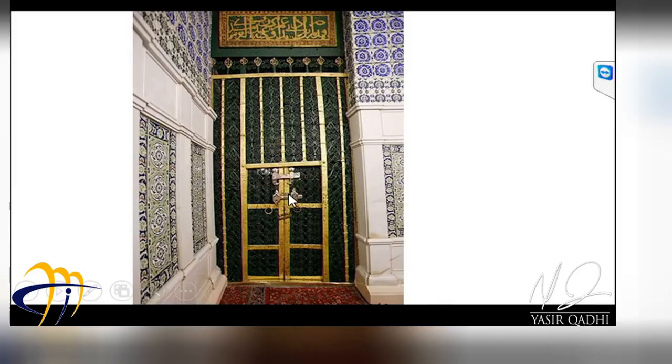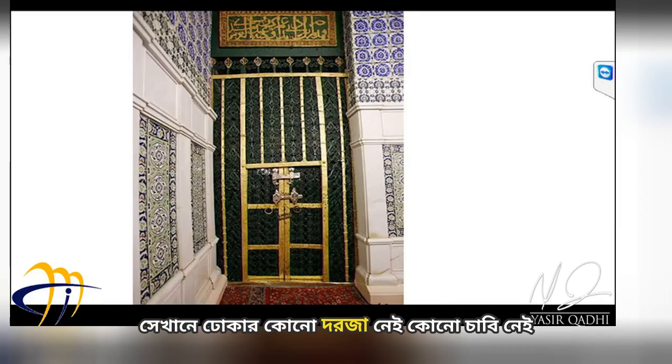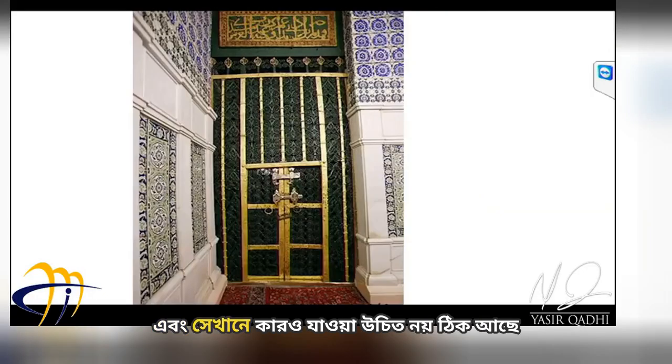The outer qabr. As for the inner qabr, nobody has been there for the last 650 years. Nobody has access to it. There are no doors to get in. There are no keys, and nobody should go into it. Okay? So there are people that have the keys to this door. And when you go inside, this is what you see. This is a picture from inside the inner chambers, and here is where we give salam from, we on the outside. This is where we give salam from.